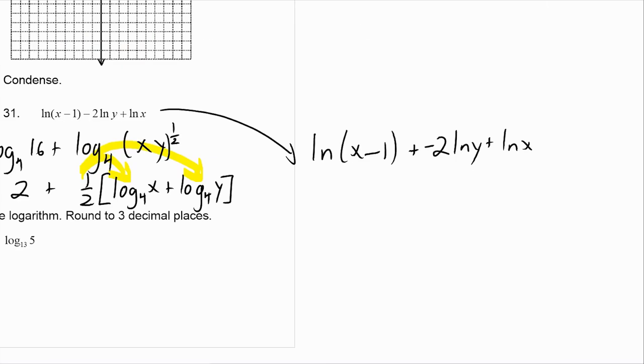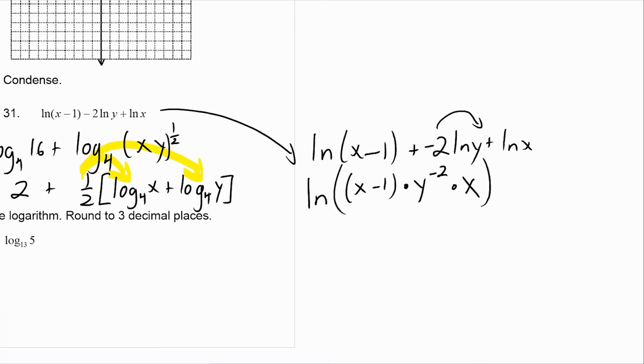31. Now to start this off, I'm going to, instead of write minus 2, I'm going to write that as plus negative 2, and then make it as the exponent of y. So I can see that every single part here has addition, so it's going to be x minus 1. Then I write the multiplication with y to the negative 2, and then another multiplication with x. And it's all underneath ln.